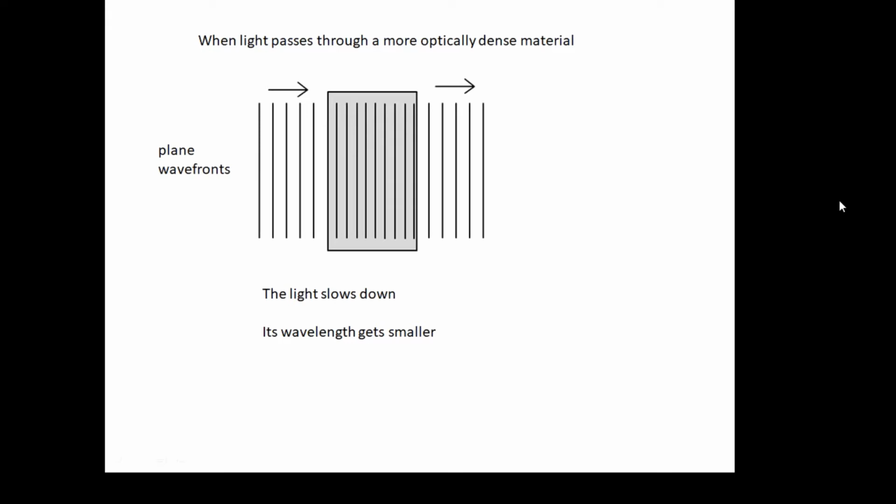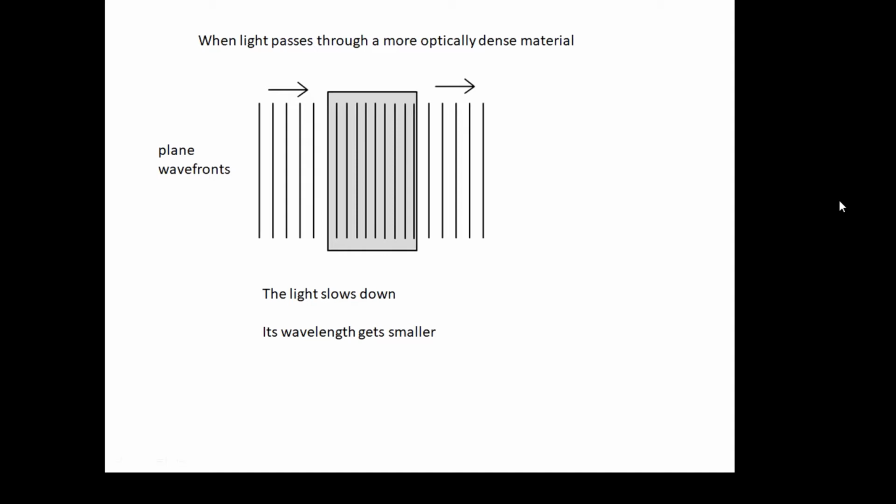You can imagine this as rows of soldiers. If there were rows of soldiers marching along and they went into a muddy field, then they would slow down and the rows would get closer to each other. And then when they come out of the muddy field, the distance between them would increase again and they would speed up. This diagram shows plane wavefronts. You can see them from above, and maybe these are the crests of the wave and these plane wavefronts moving along.